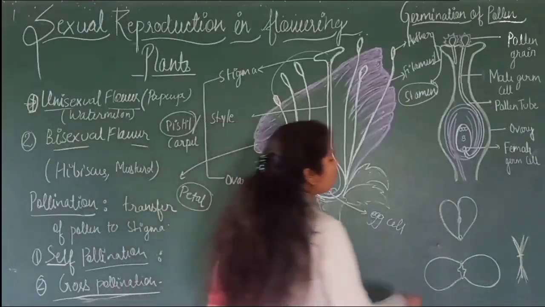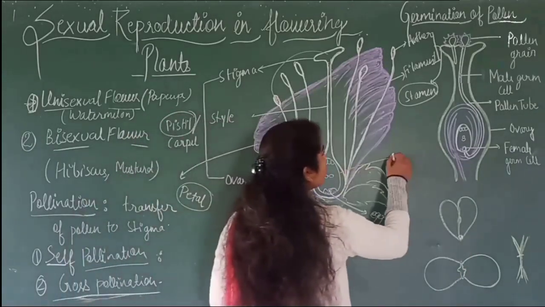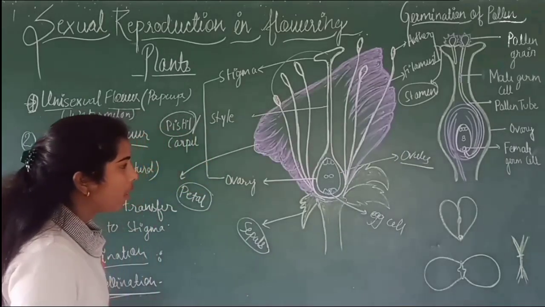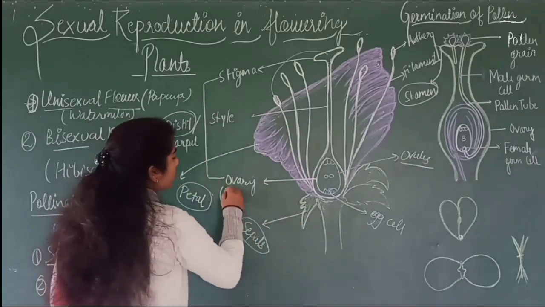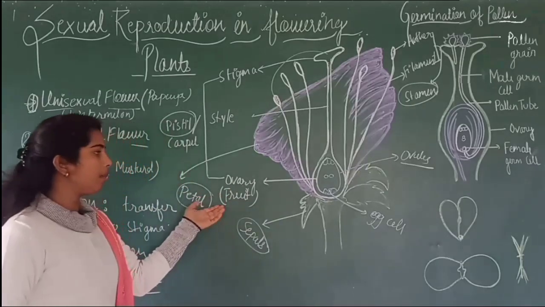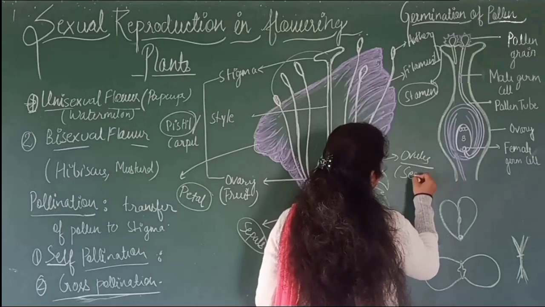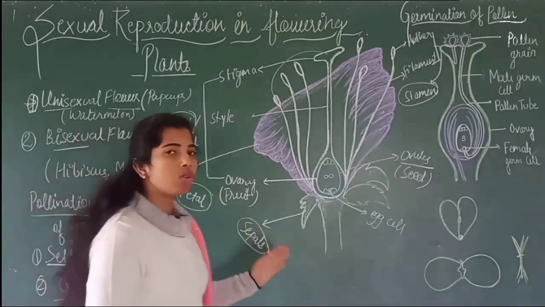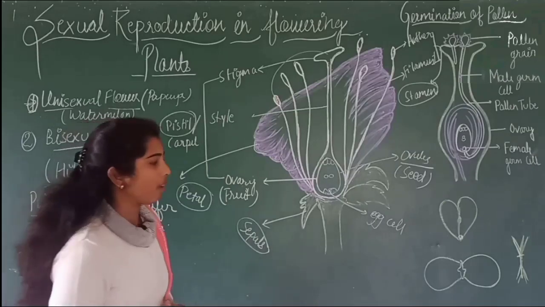Now, after formation of the zygote, the ovules become the future seeds, and the ovary develops into the fruit. The ovary develops into the fruit and the ovules develop into the seed. In plants, there are two types of seeds: first is monocot and second is dicot.